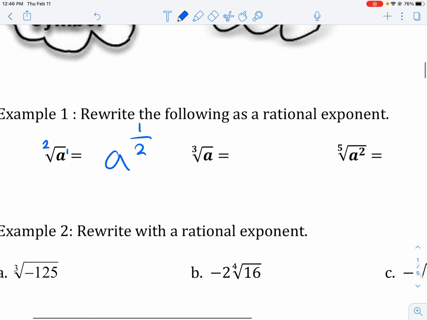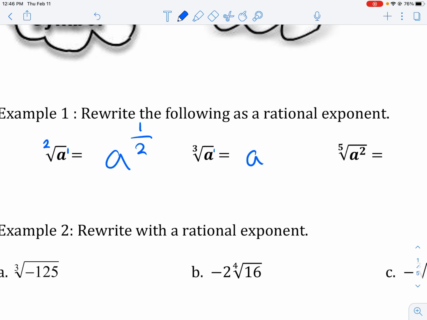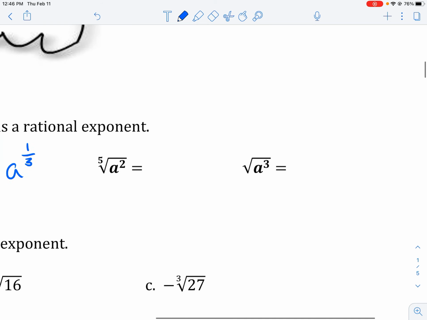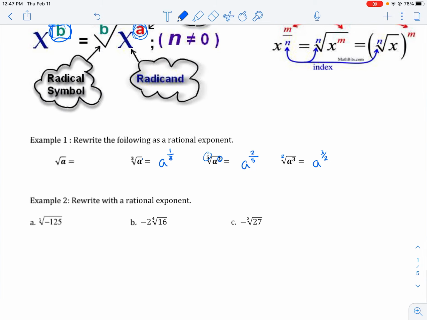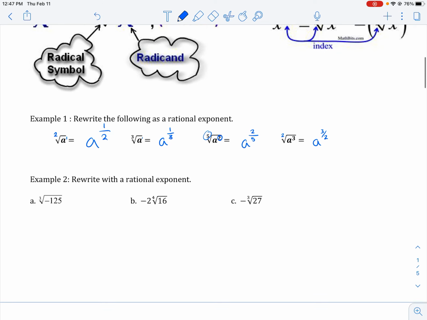So following that method, this guy has a 1 right there, so this is going to be a to the 1/3 power. Then we move over. I put the number that's on the inside here in the numerator, and the guy on the outside, the index, is the denominator. And again, we didn't see it here, so we assume it's a 2. So this one's going to be a to the 3/2 power. And that's how you want to think about going between radical and rational exponent.